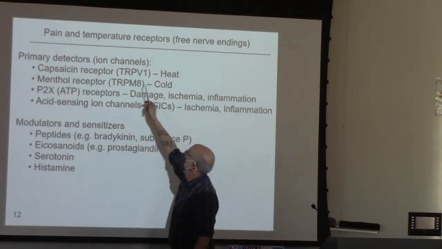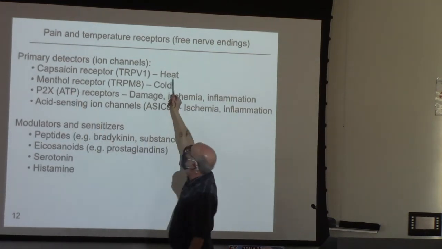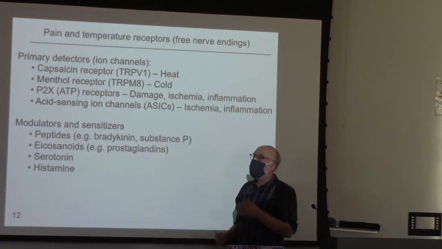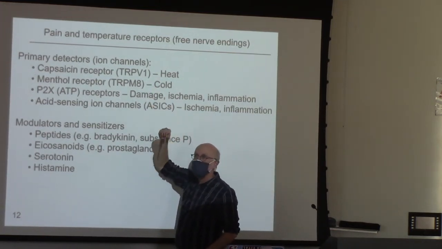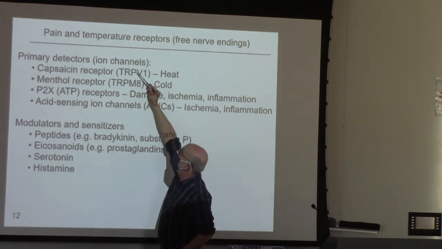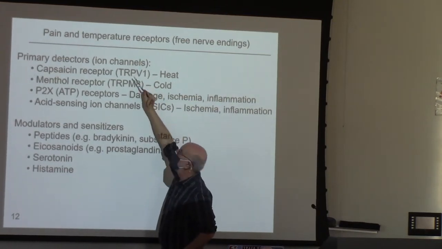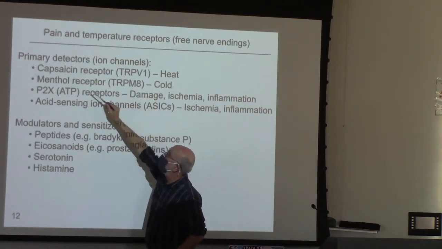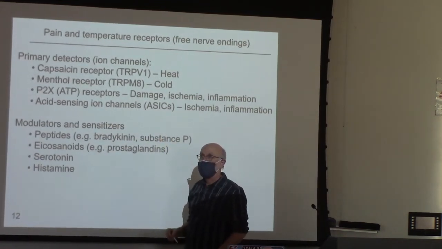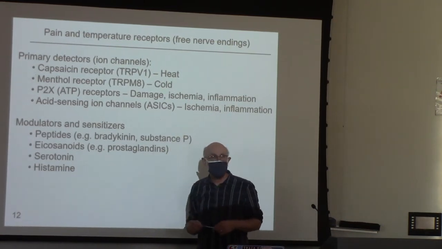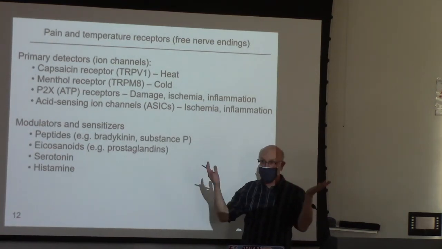Menthol is activating the cold receptor. Capsaicin, hot peppers, are activating the hot receptor. I am not going to ask you to memorize this string of letters and numbers, but I do want you to know that there are different receptors. There is a cold receptor, there is a hot receptor, there is an ATP receptor, and there is an acid receptor. All of these activate the free nerve endings and trigger action potentials to your brain that say, oh, that hurts.